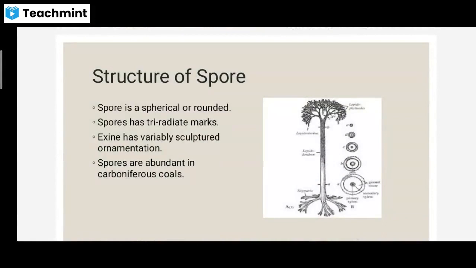Structure of spore. The spore is spherical or rounded. The spore has a triradiate mark. The exine has variably sculptured ornamentation. Spores are abundant in Carboniferous coals.